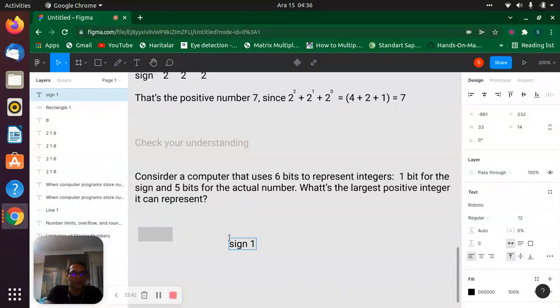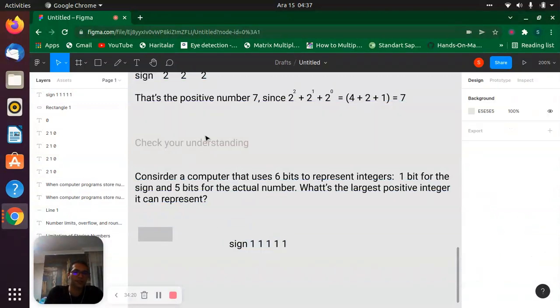It can be 1, 1, 1, 1, 1. So we have 6 bits, 1, 2, 3, 4, 5, 6. The leftmost one will be the sign. We represent it like that: 1 bit for the sign and 5 bits for the actual number. Okay, now we know this.